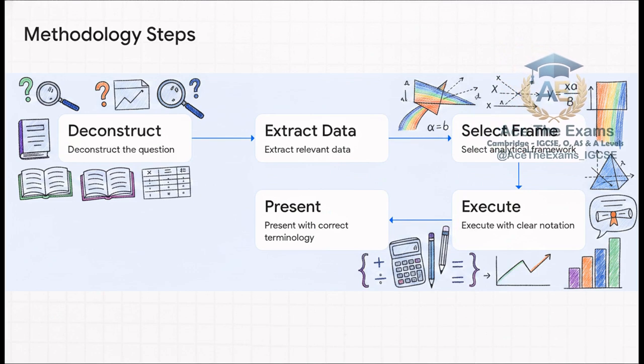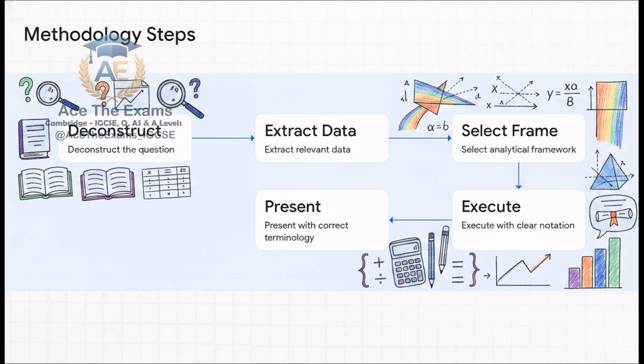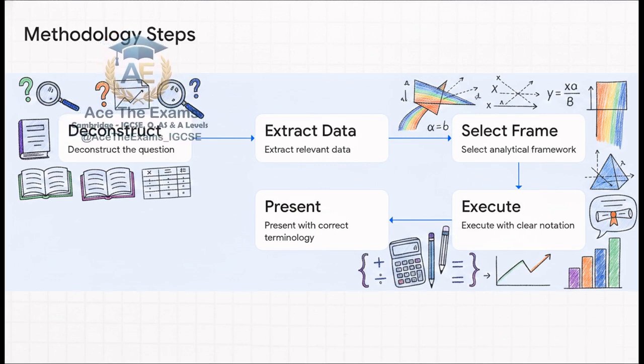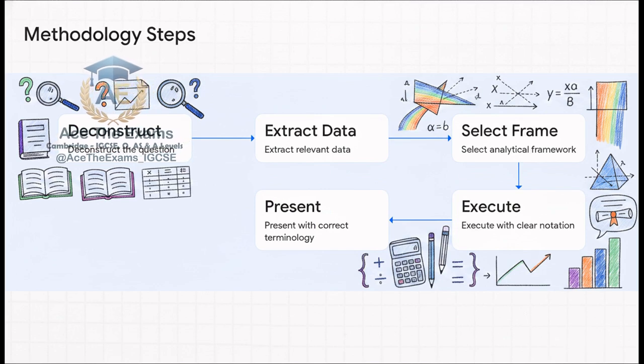Step 2. Extract relevant data from texts and tables. Step 3. Select your analytical framework. This is where you bring in the PEEL framework: point, evidence, explanation, link. What physical laws apply here? Make your point, back it up with data from the question, explain the physics, and link it back to the context. Step 4. Execute your calculations or explanations with incredibly clear notation. And Step 5. Present your final answer using correct, highly specific scientific terminology.